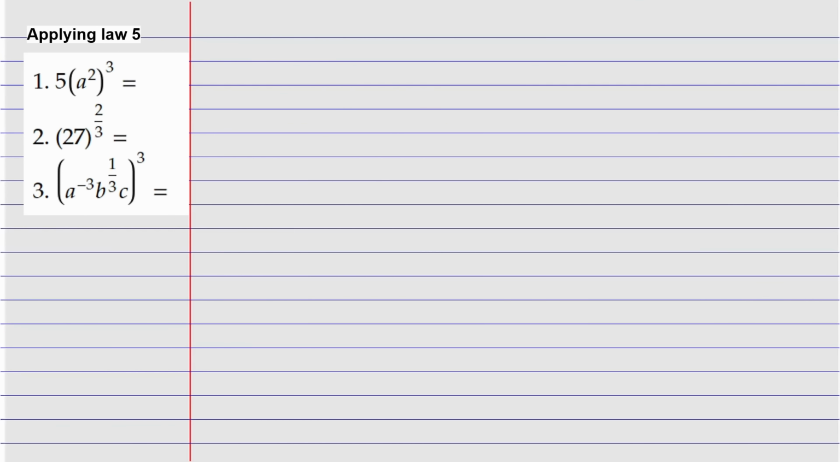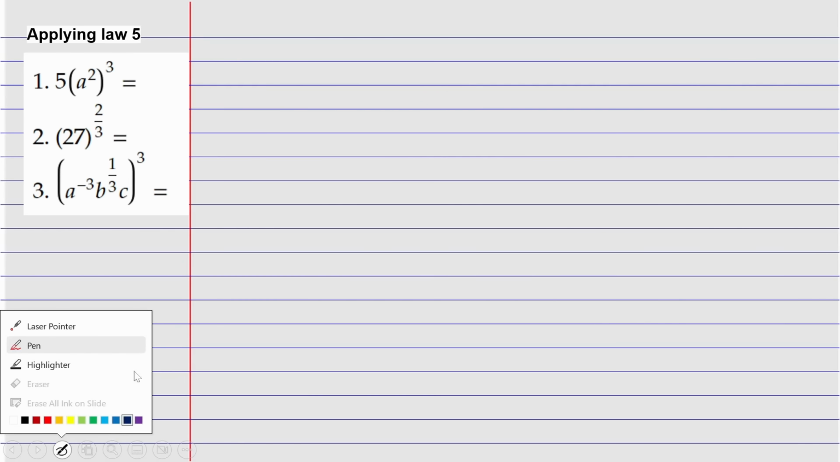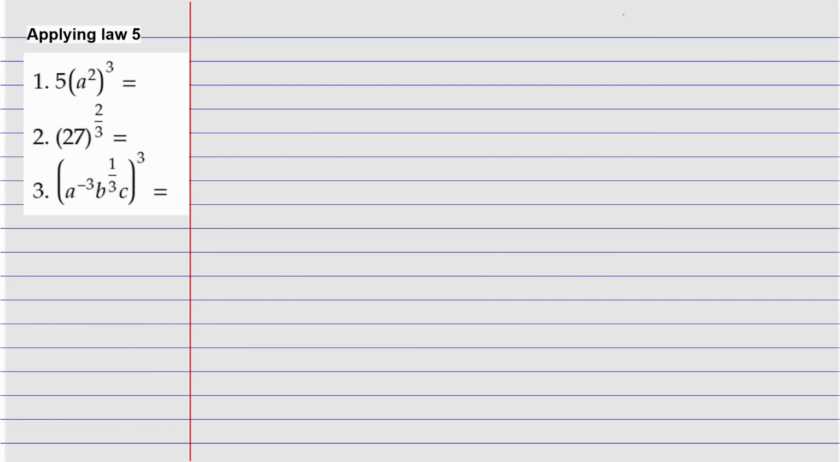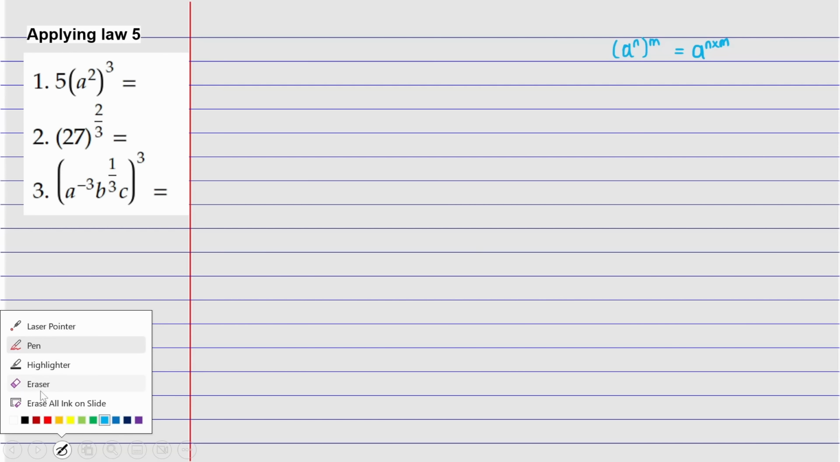So now applying law number 5, the one that we've been using in law number 3 and law number 4. So it says what? Let me just write it again on the side here. It says if I have a to the power n and m here, then this is going to be the same as a to the power m multiplied by n, so n multiplied by m. That's going to be the same thing. So using that law, we're going to apply it here. So my pen here.